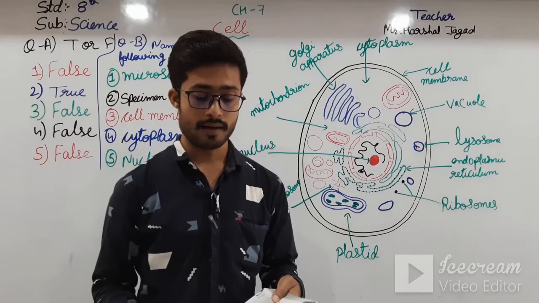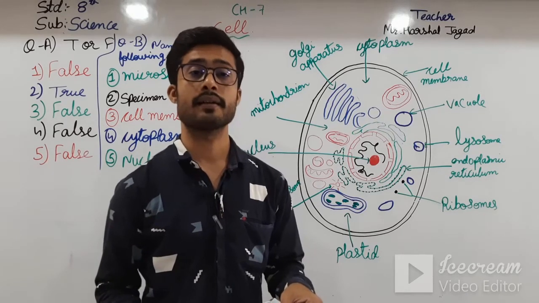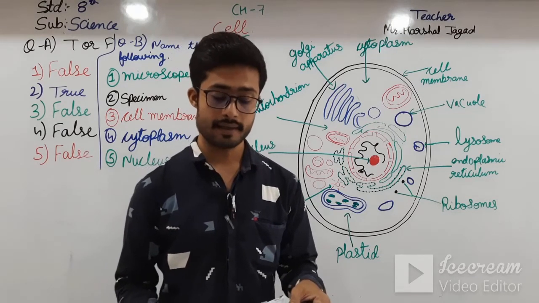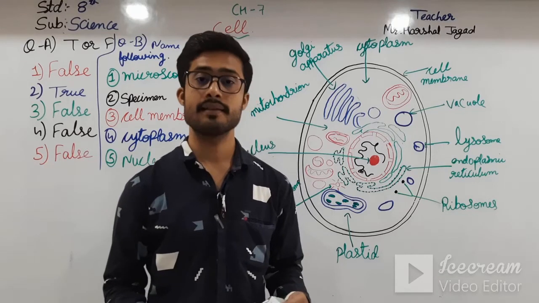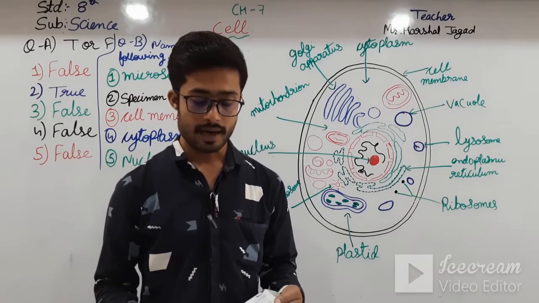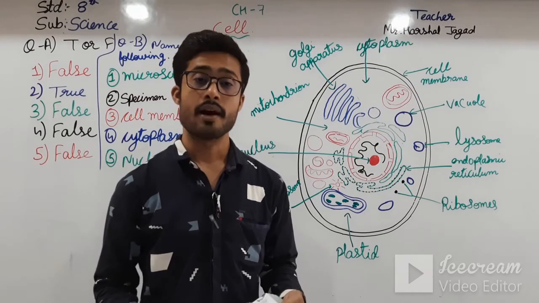So, cell wall, large vacuoles, chloroplast. They only are in the plant cells. And what do both plant cells and animal cells contain? Mitochondria, Golgi apparatus, endoplasmic reticulum, nucleus, cytoplasm, ribosomes.